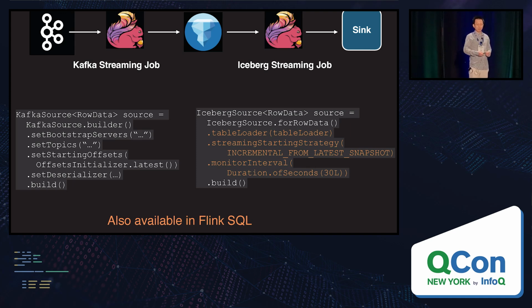On the left, I have the code snippet for constructing a Kafka source in Flink. Basically, we set the bootstrap servers, Kafka topics, and starting offset strategy. Here I use the latest offset, and the deserializer.